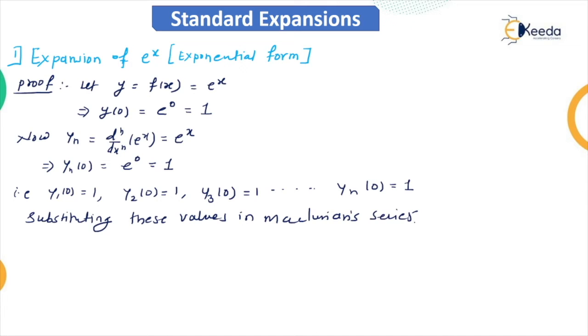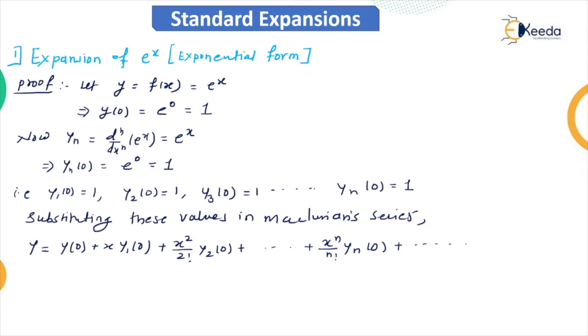You know the Maclaurin's series is what? That is y is equal to y of 0, next term, that is x into y1 of 0, plus x square upon 2 factorial into y2 of 0, plus, and so on, plus x raised to n upon n factorial into yn of 0, and plus, and so on. There are infinitely many terms.